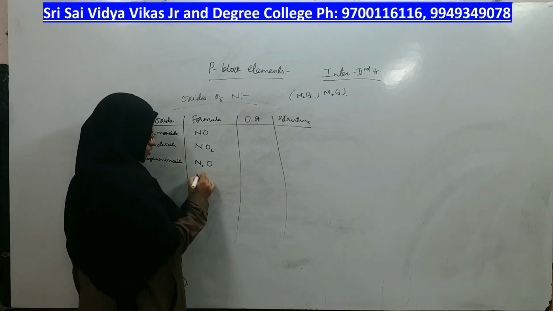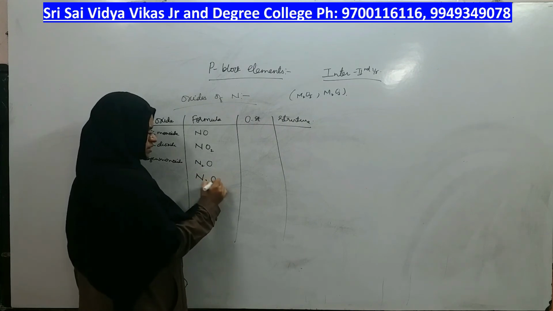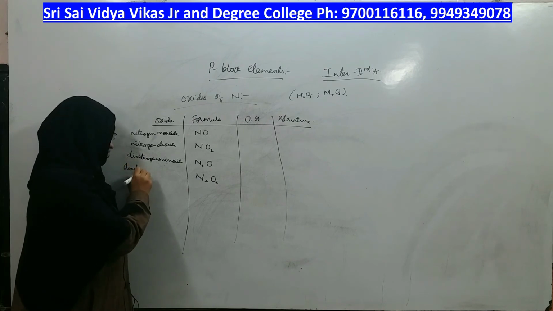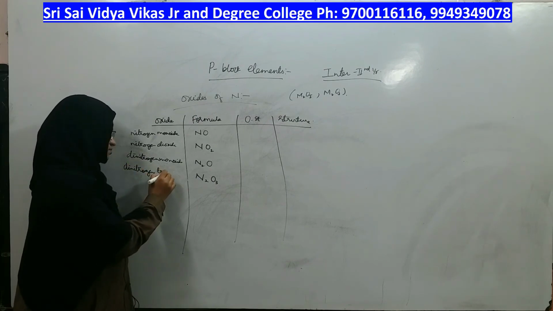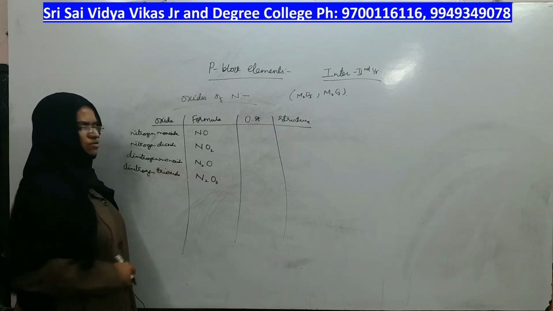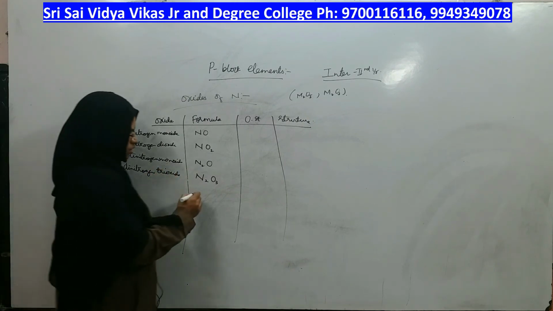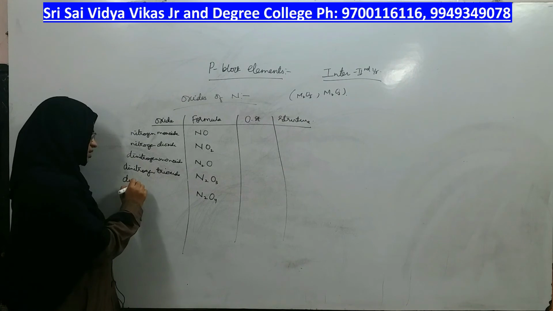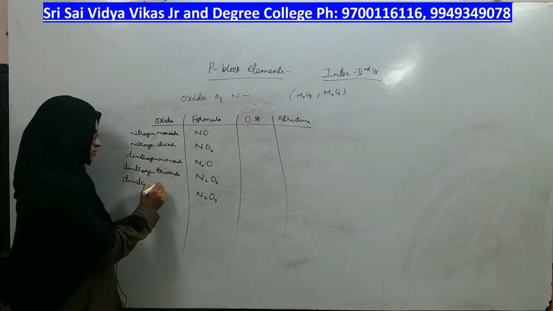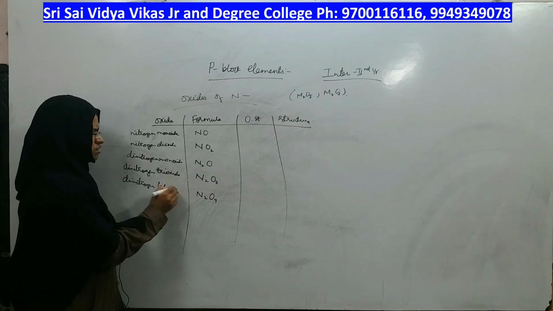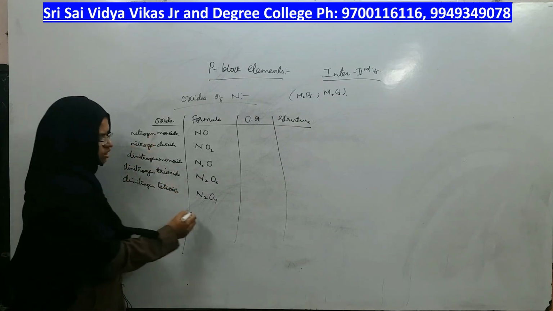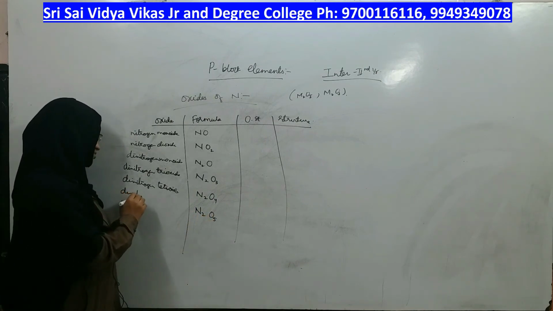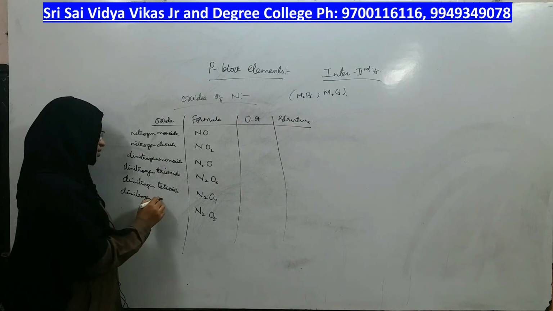Right? Now you can have dinitrogen trioxide of that formula. What is the name? Dinitrogen trioxide. What else can you have? Dinitrogen tetroxide. What will be the formula? N2O4. Its name, tetroxide. 4 oxygen are there, means tetroxide. What is the next oxide? Common. N2O5. What is the name? Dinitrogen pentoxide.